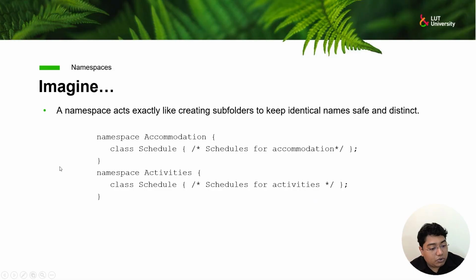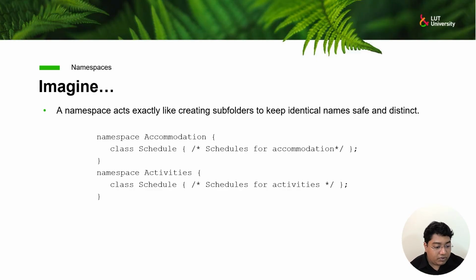So, how do you actually solve that folder problem in real life? Subfolders, right? You would put one schedule.txt inside an accommodation folder and another one in an activities folder. Same file name, no collision, everything stays the same because they are not really in the same place anymore. A namespace in C++ does exactly that.